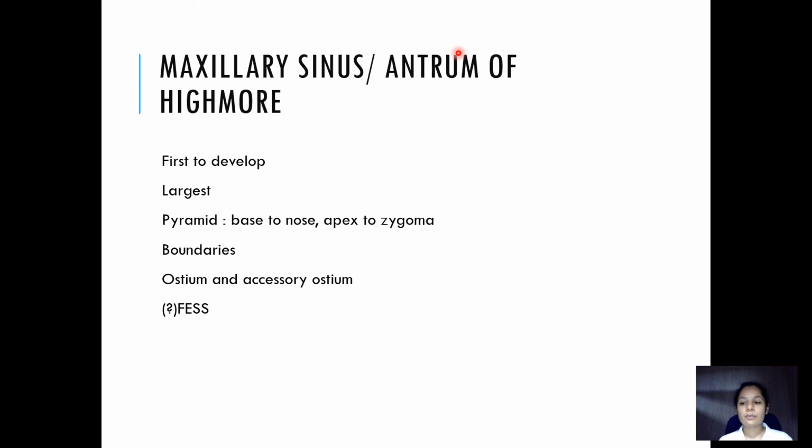or antrum of Highmore, also known as sinus of Highmore, it is embryologically first to develop. It is the largest sinus. It is pyramidal in shape with its base directed towards the nose and apex towards zygoma. Medially, it forms the lateral wall of the nose. Laterally, it articulates with zygoma. Anterolaterally, it forms the bony wall of the cheek.